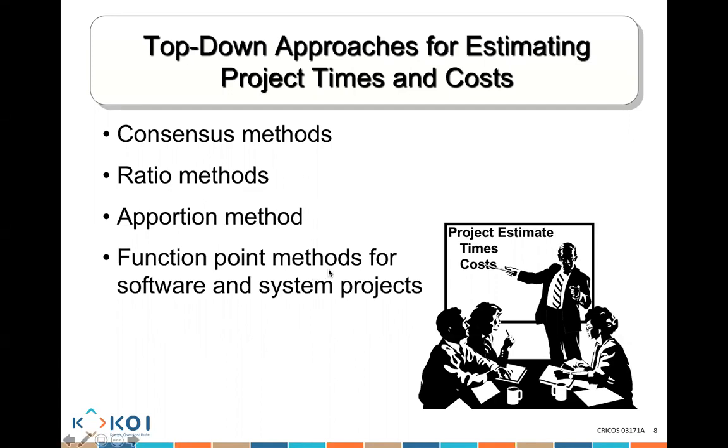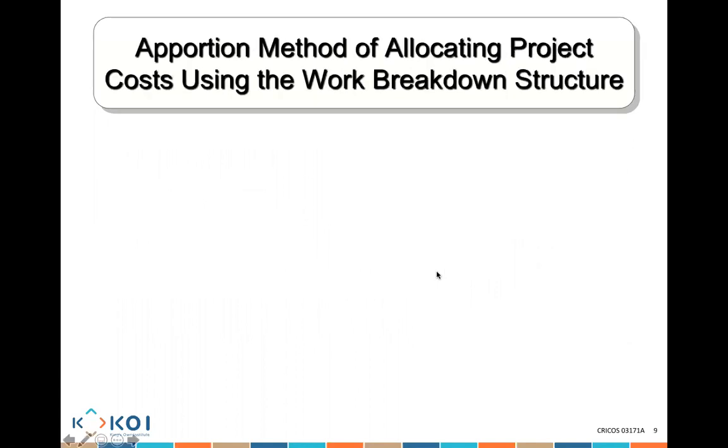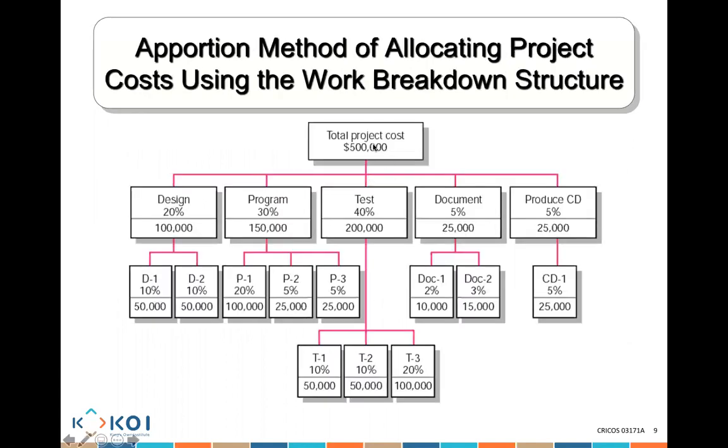Function point method for software. You look at your software and ask how many function points are in that software, and based on that function point count, you can estimate how long it's going to take and how much it's going to cost you. You can see here, for example, this is an example of an apportion method.